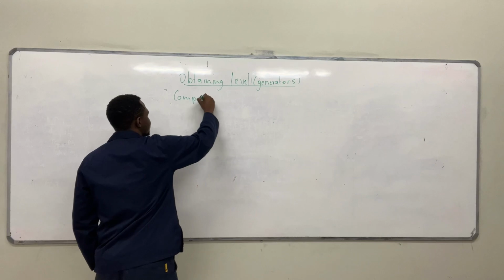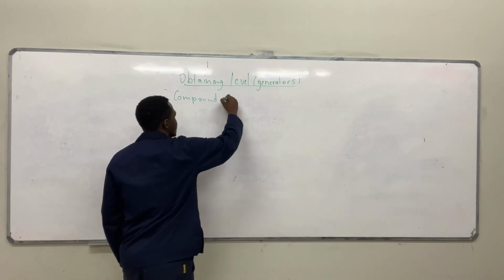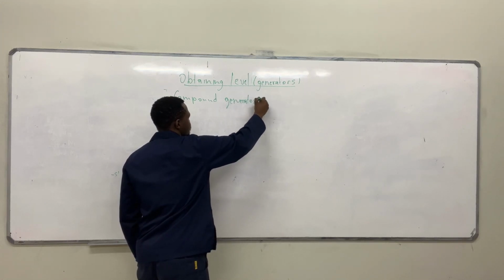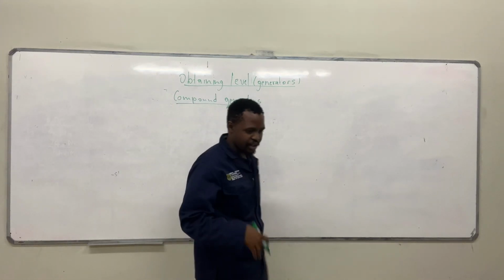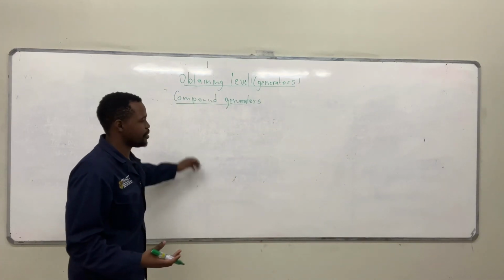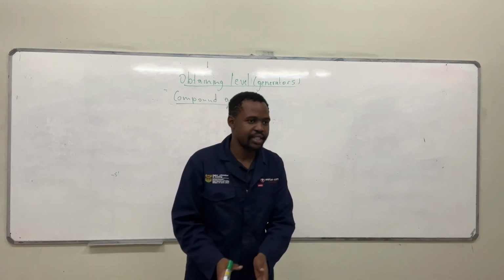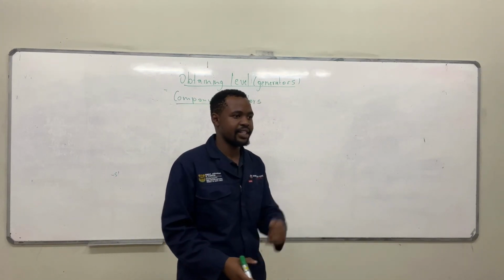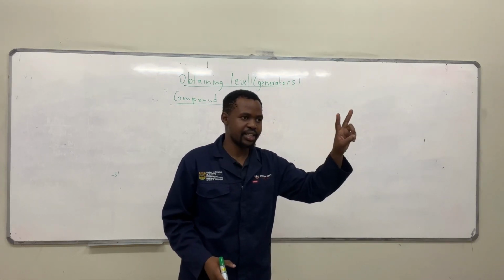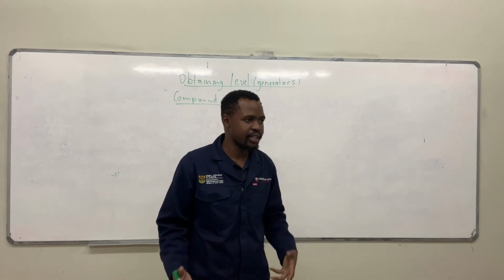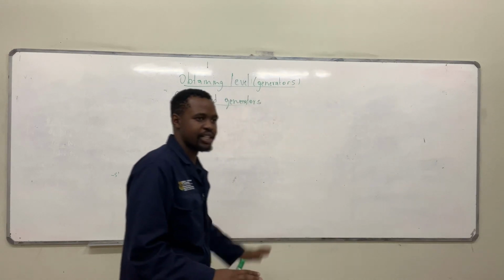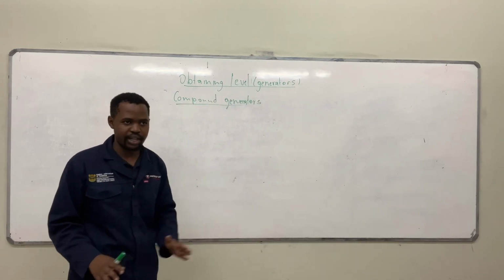Compound generator. How do we get a compound? A compound wound generator is a combination of a shunt winding and a series winding. There are two types of compound generators, that is long shunt and short shunt. Before we start tackling this question, I want us to look at each of them individually.